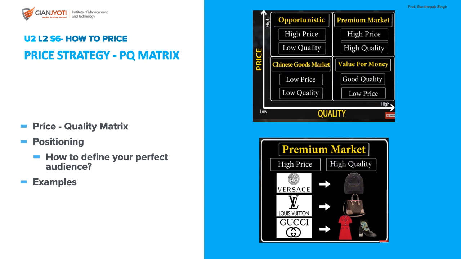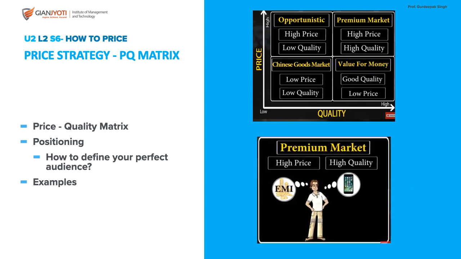This is the premium market, where the actual cost of the product, maybe for a purse or a dress or a shoe, is 7,000 Indian rupees, but they sell it for 70,000. So that is the premium market. And they don't look for huge volumes. They are happy with a very targeted premium segment who buy their products. Similarly, another premium market brand is Apple. So when we talk about Apple, people just go for Apple products.